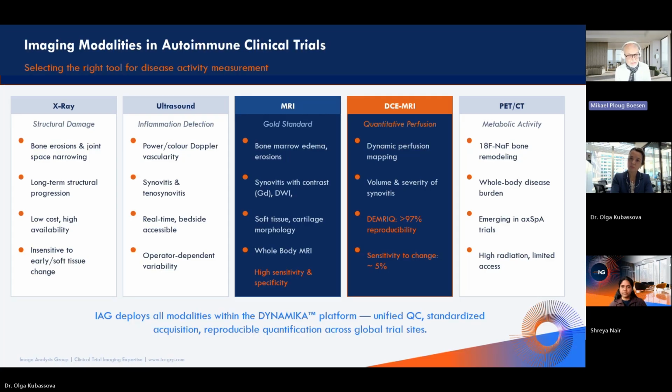So all of this can be handled within the DYNAMIKA platform because all of these images come with a specific imaging format. It's called DICOM, and whatever comes in DICOM, DYNAMIKA can handle, and it has been applied in various trials, either in conjunction or separately, depending on the outcome and the focus and the primary status of what you are examining, as well as your phase of the trial.